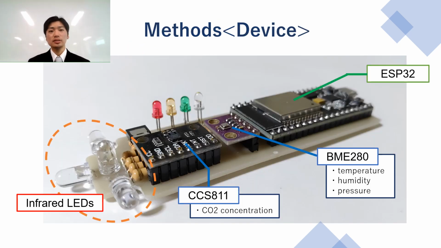We built devices with ESP32, BME280, CCS811, Ambient, and infrared LEDs. The ESP32 is a microcomputer that can connect to several sensors and to the internet. The BME280 measures temperature, humidity, and air pressure, and the CCS811 is a sensor that measures CO2 concentration.